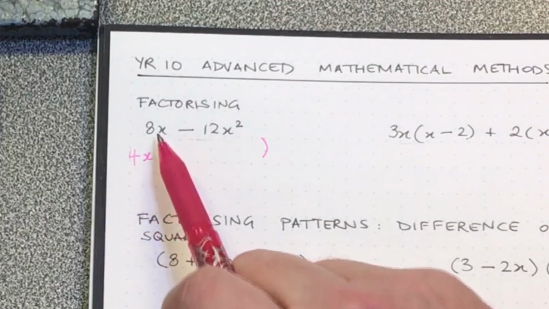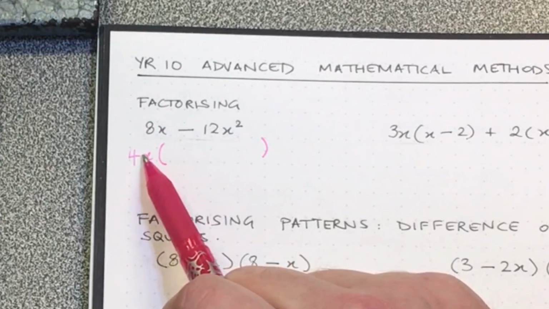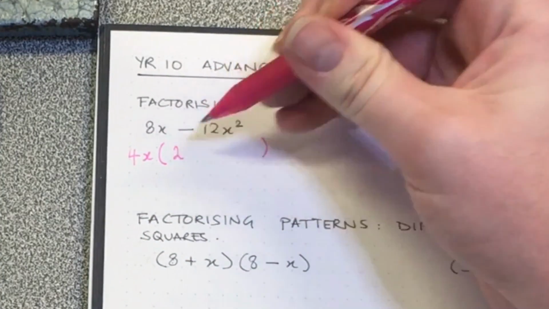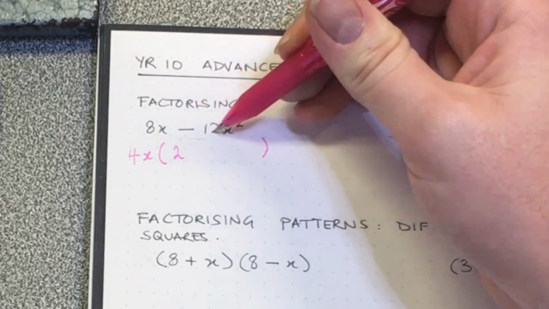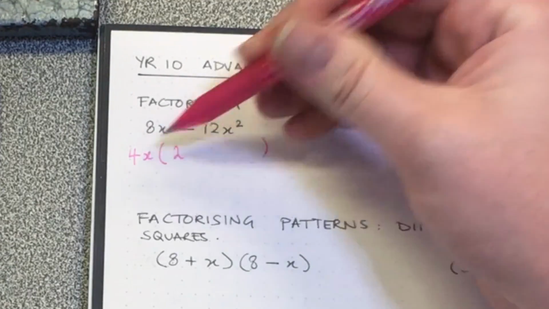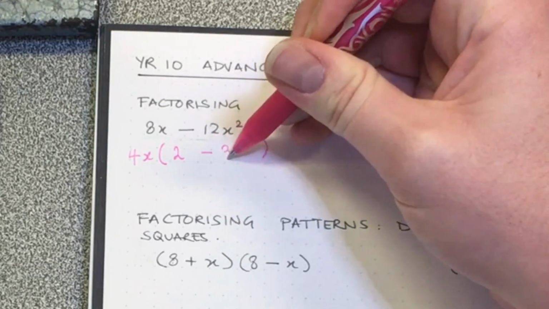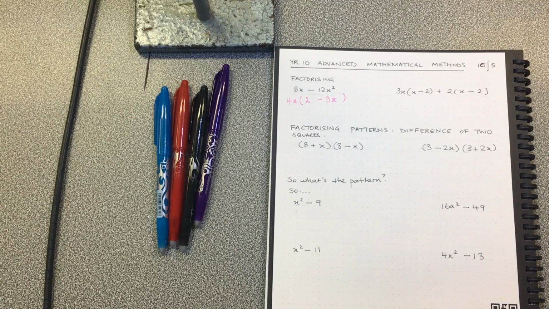So 8x divided by 4x, what would that leave? 2. And negative 12x squared divided by 4x, what would that leave? Negative 3x. Splendid. So factorising is about finding what's in common with both things.